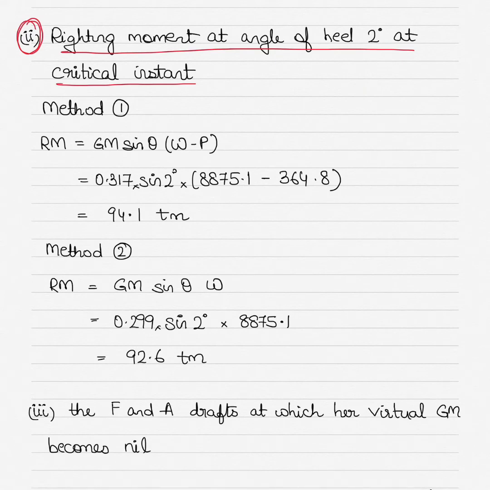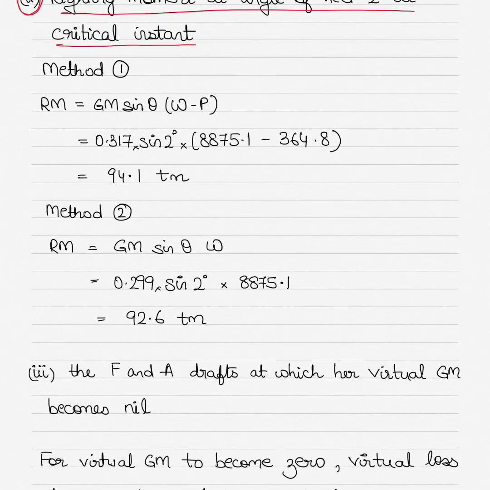So anyhow, I didn't have enough space to draw the diagram, that's why I was not drawing the diagram correctly. Anyhow, we have discussed all this before, so make sure you watch those videos. So righting moment can be calculated by two methods as well. In method 1, righting moment or RM equals GM sine theta (W minus P).